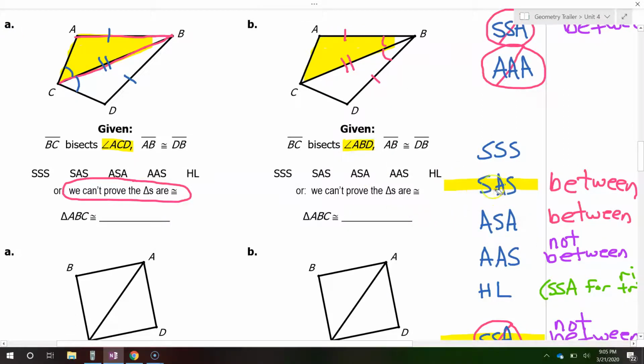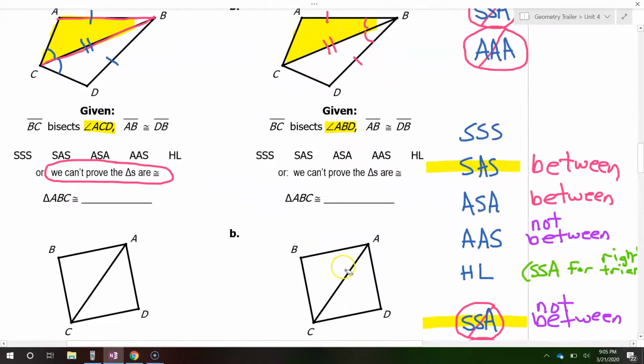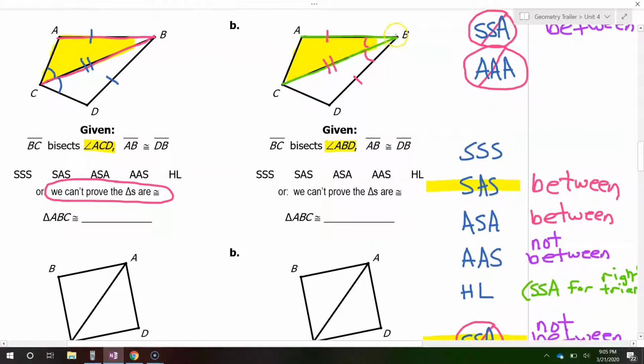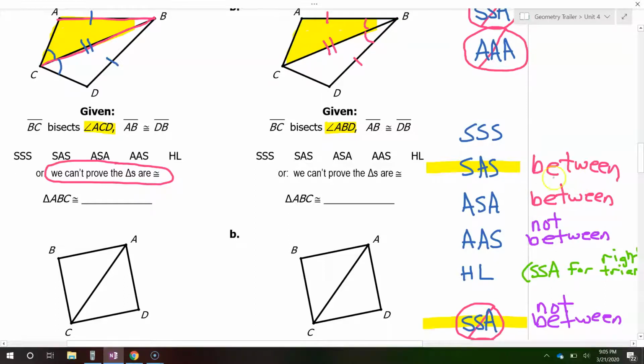Is the angle between the sides or not between? Let's do a little bit of tracing. Here's one of the sides that we have marked. Here is the other side. Notice that the sides meet at angle B, and that is the angle that we have marked. So the angle is between the two sides. So we're going to go with side angle side. So this time we will need a congruence statement.